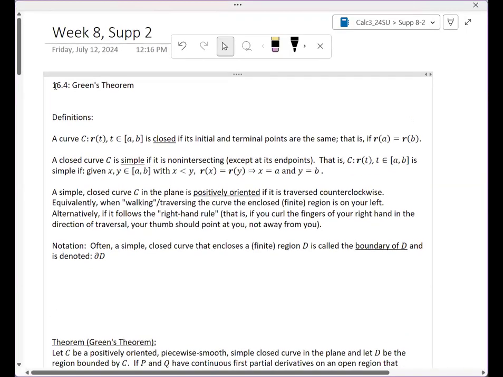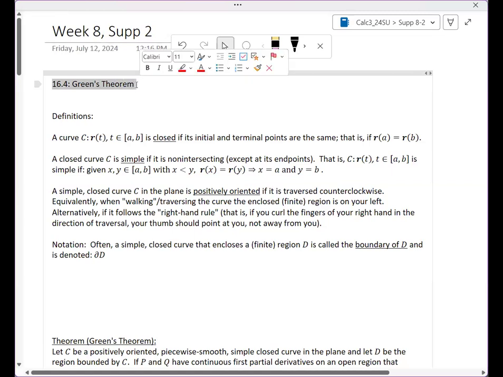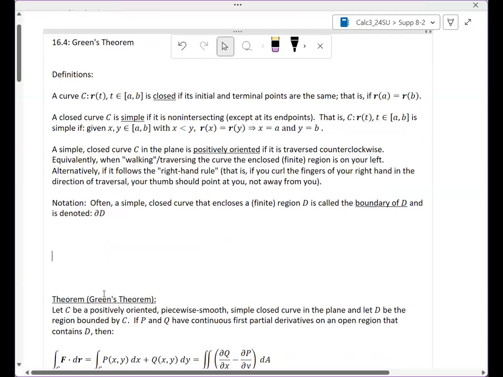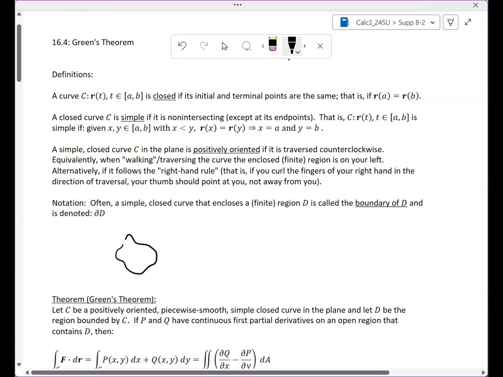Okay, hey everybody. So the plan for today is to discuss Green's theorem, section 16.4. Now, before we get into Green's theorem, I want to clarify a little point here. We need to understand this notion of a simple, positively oriented closed curve. So we want a curve that basically looks like this.